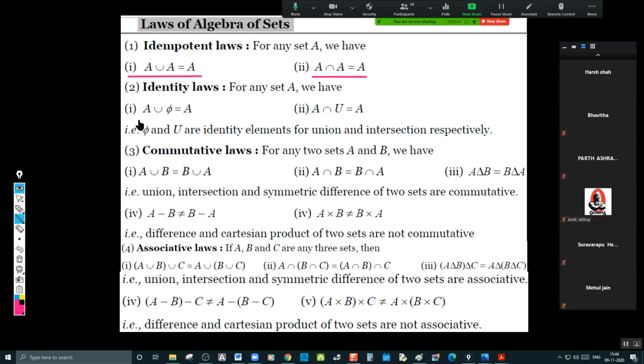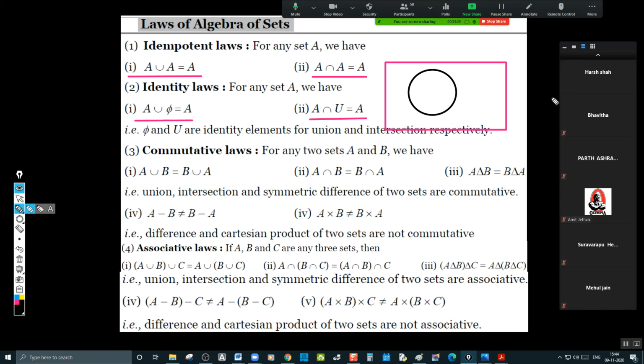Common of A and A is A. A union phi, phi is a null set, is A. A intersection U, universal set: the common area of A and U is nothing but A only. This is U, and this is A. The common area of this U and A, the common area of both is nothing but A only. This one only. That's why I'm telling you, understand them with common sense. That's it.